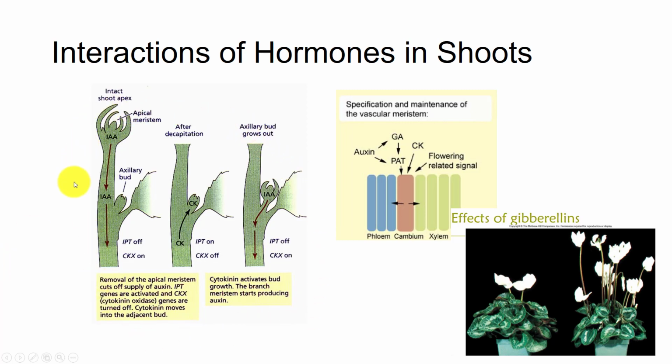A second interaction of hormones occurs in the vascular cambium. Auxin alone activates the cambium and elicits differentiation of xylem. Gibberellin, also called gibberellic acid, is also present in a healthy stem and causes some of the new cells to differentiate into phloem. Gibberellins can also induce flowering in long day plants if sprayed on them.